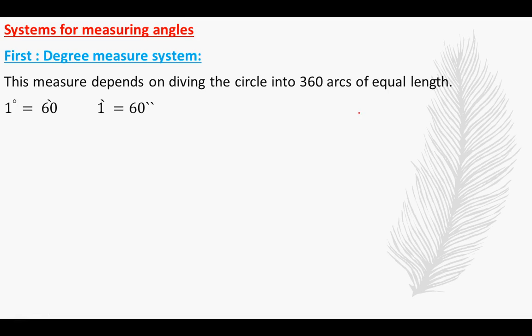you can say the measure of angle A equals 35 degrees, 40 minutes and 36 seconds. You can say that the measure of angle B equals 100 degrees, 20 minutes and 45 seconds. This is what we call a degree measure system. It depends on dividing the circle into 360 arcs of equal length.